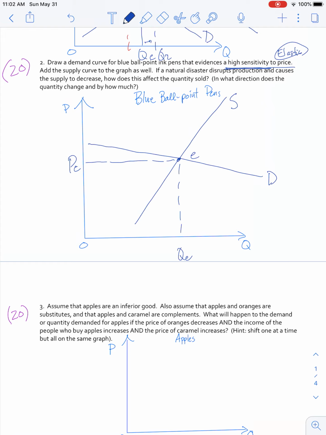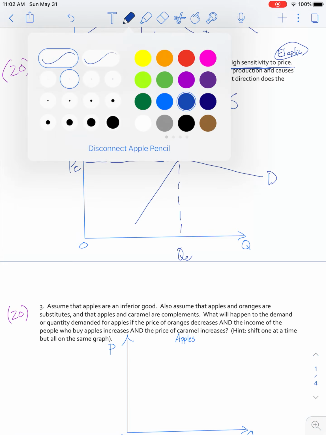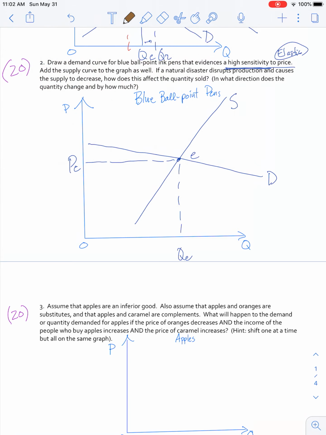If a natural disaster disrupts production and causes the supply to decrease, how does this affect the quantity sold? In what direction does the quantity change and by how much? So here, let's do a different color for this. Natural disaster interrupts the production, and so it causes the supply to shift which way? Disrupts production, it causes the supply to decrease. I even gave it to you here. So let's show a decrease in supply. Right, that is a leftward shift.